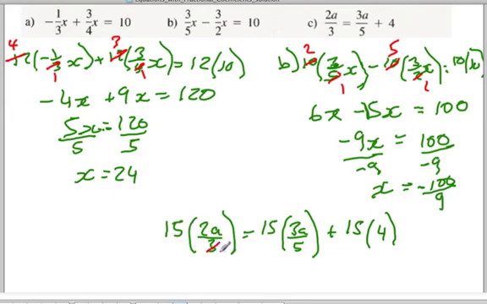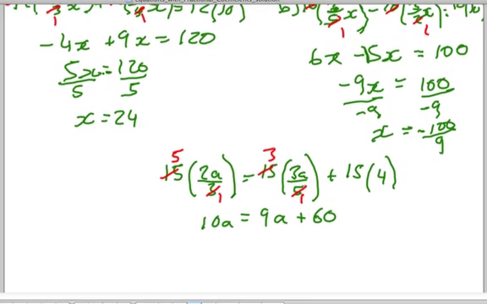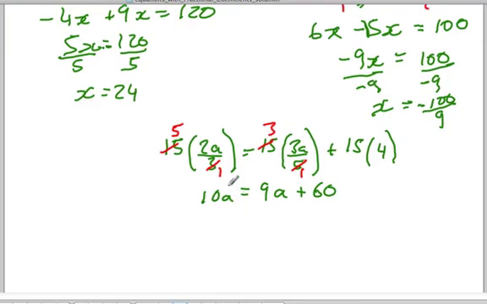So when we simplify here, 3 goes into itself once and into 15 5 times, and 5 goes into itself once and into 15 3 times. And we end up with 5 times 2a is 10a is equal to 3 times 3a is 9a, and it's plus 60. All we have to do is subtract 9a from both sides, and you're left with a is equal to 60.